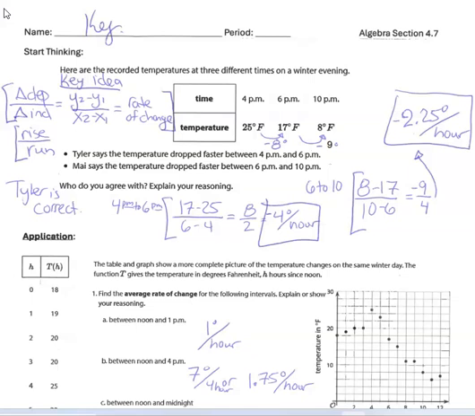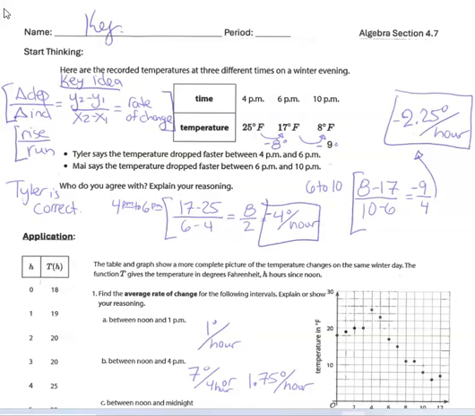Even though 9 degrees is more than 8 degrees, the 8 degrees happened over 2 hours, whereas the 9 degrees happened over a period of 4 hours. So when you actually account for that, it's going to change things.